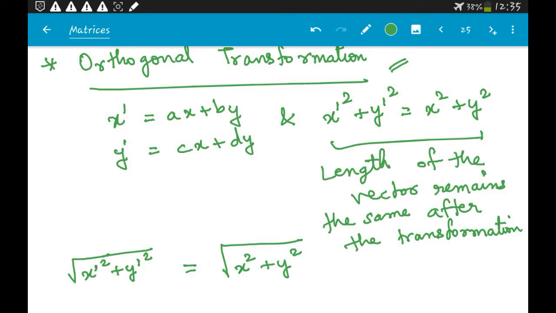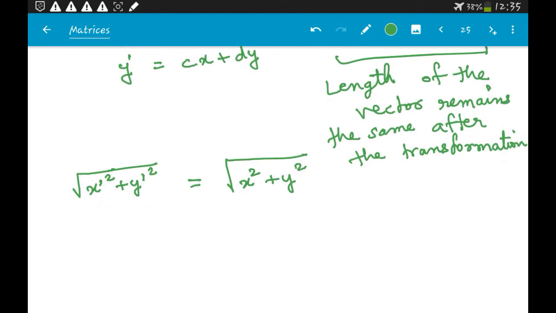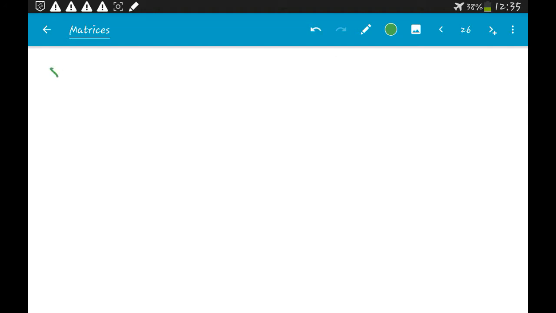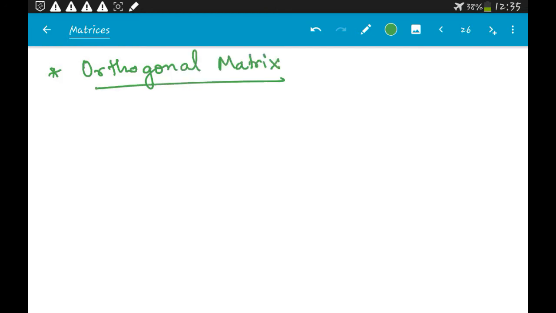First we'll look at something known as an orthogonal matrix. This is a special kind of matrix which has this property: M inverse is equal to M transpose. So if a matrix M has the property that its inverse is equal to the transpose, then we call such a matrix an orthogonal matrix.